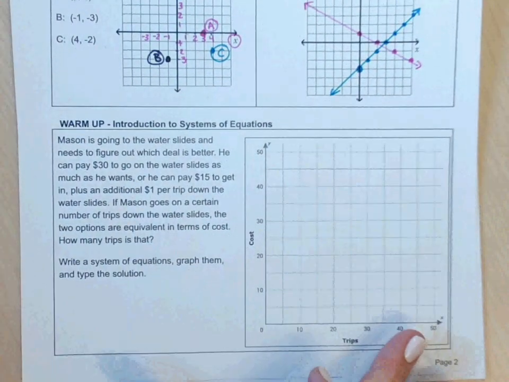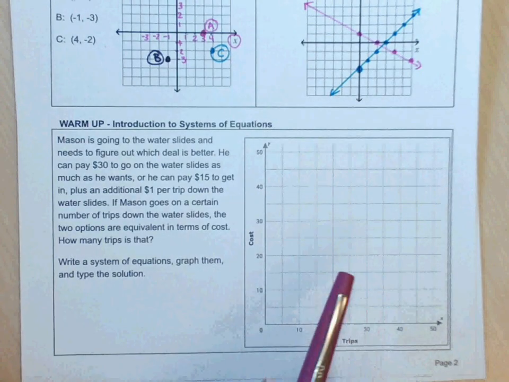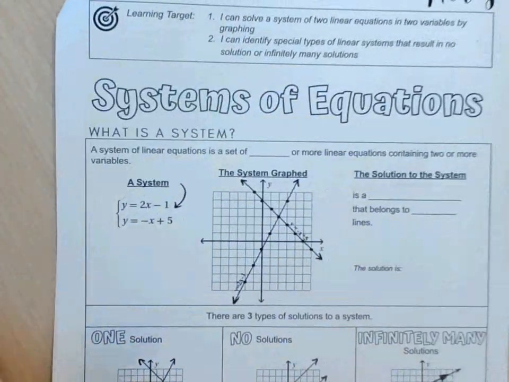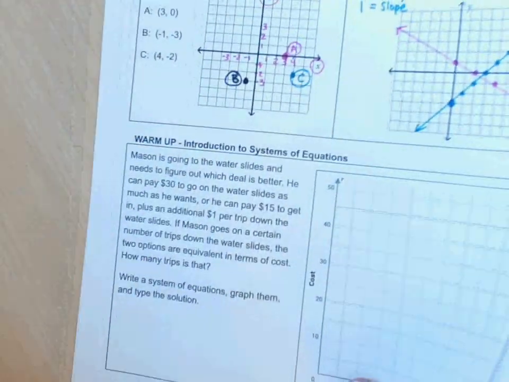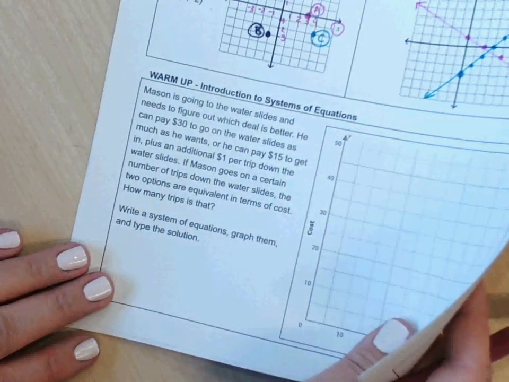Okay, next, what I want to show you about a system of equations is what exactly it is, which we'll get into on the next page. Actually, yeah, let's go to the next page and then we'll come back to our story problem, which is a lot easier than it looks. I know you see a lot of words there, but it doesn't mean it's hard.